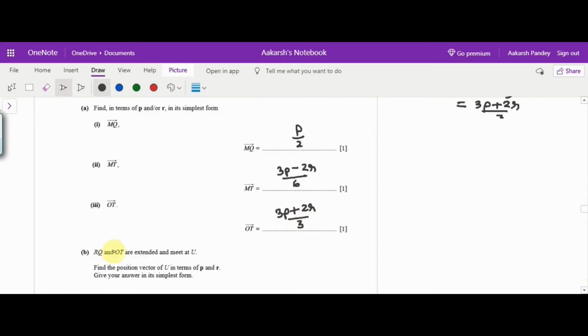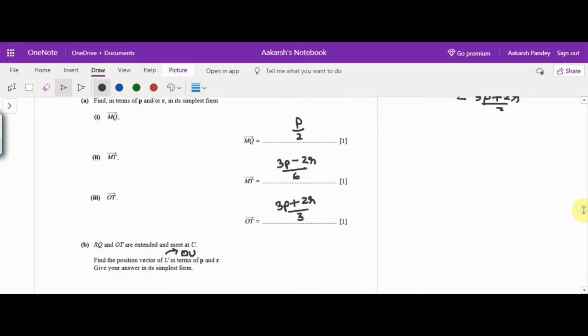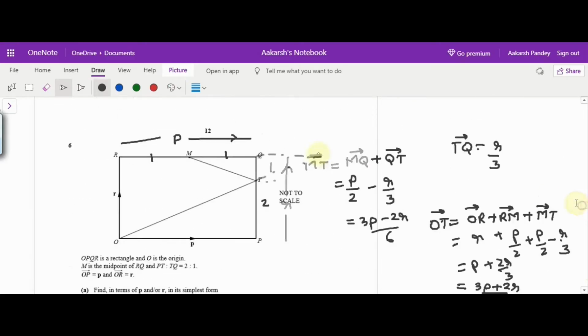Now RQ and OT are extended and they meet at U. Find the position vector of U. Firstly, position vector of U means OU, because position vector is the vector from the origin in terms of P and R. RQ and OT are extended, so they meet somewhere over here, which is U. Now because we have only extended these, MQ is the same as QU and MT will be the same as TU.